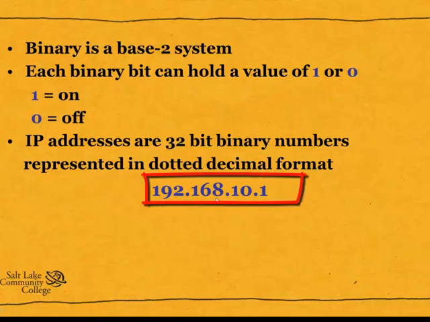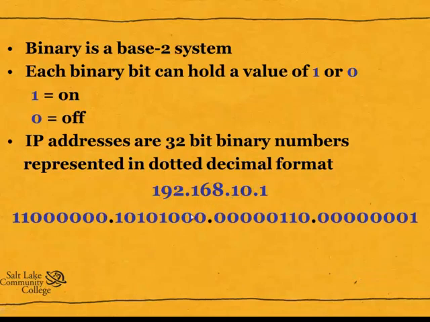This number, 192.168.10.1, would be a number that we would configure a client with. We would type in this number. The system, on the other hand, would see the binary number. So this octet right here represents 192. This is 168. This is 10. And this is 1.